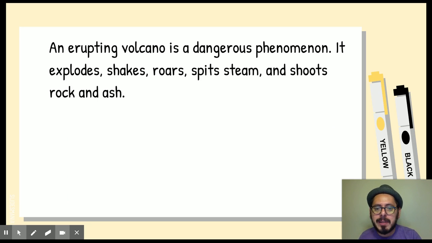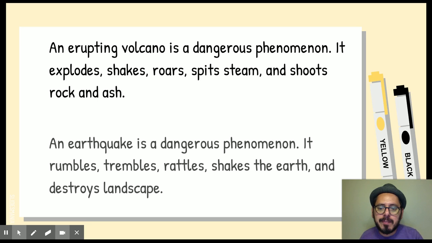yesterday. An erupting volcano is a dangerous phenomenon. It explodes, shakes, roars, spits steam, and shoots rock and ash. So I already got ahead and imitated the sentence. This is what I got. Check it out. An earthquake is a dangerous phenomenon. It rumbles, trembles, rattles, shakes the earth, and destroys the landscape. All right, I like it.